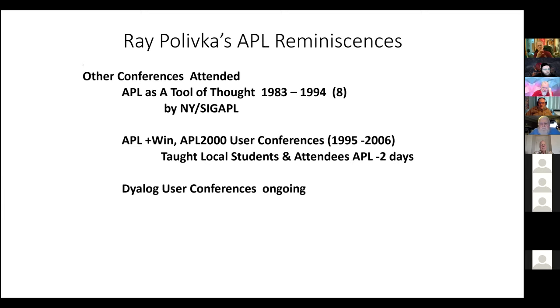Now, interestingly enough, there were other APL conferences going on, and one of them was the APL as a Tool of Thought that ran from 1983 to 1994. There were eight of them. They were done by the New York version, they called themselves New York APL. They were the APLers in New York City that held conferences there. And the nice thing they did, they held their conferences in high schools in New York City. They rented some rooms in them. And this way, we hoped that some of the high school kids got interested in APL.